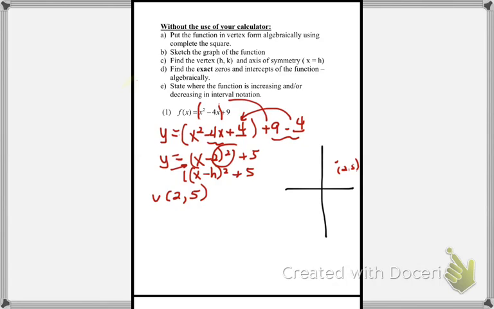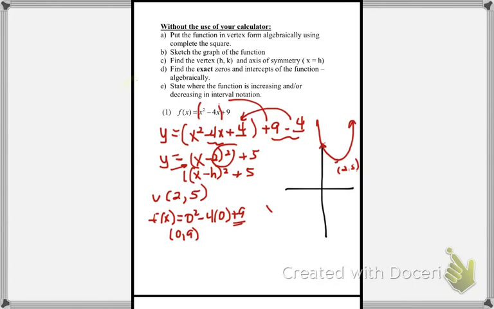Just how wide it goes helps us if we have a y-intercept. So we take our original equation and we substitute in the zeros. And there is your intercept at 0, 9. So we can figure approximately where this parabola is going.